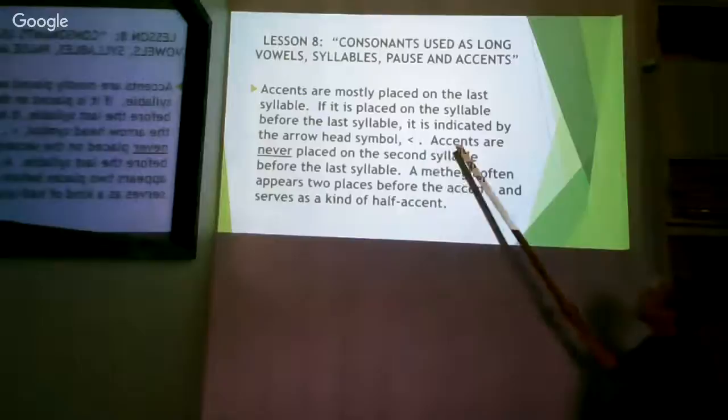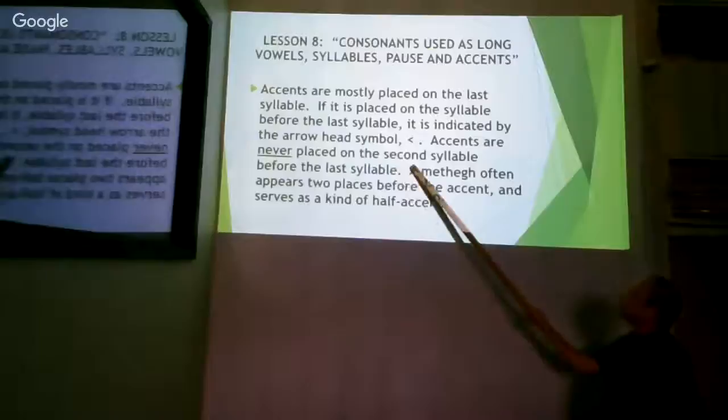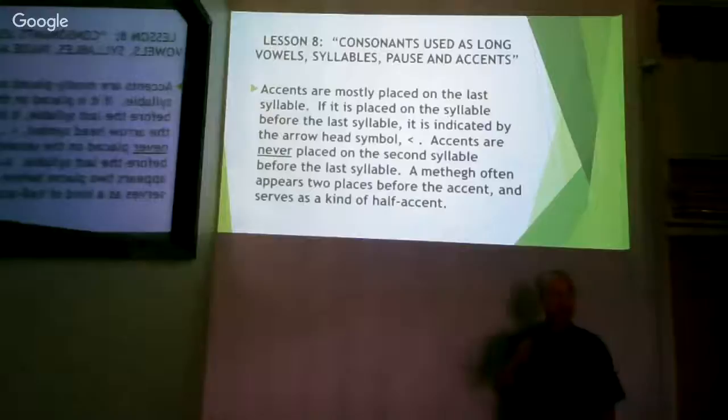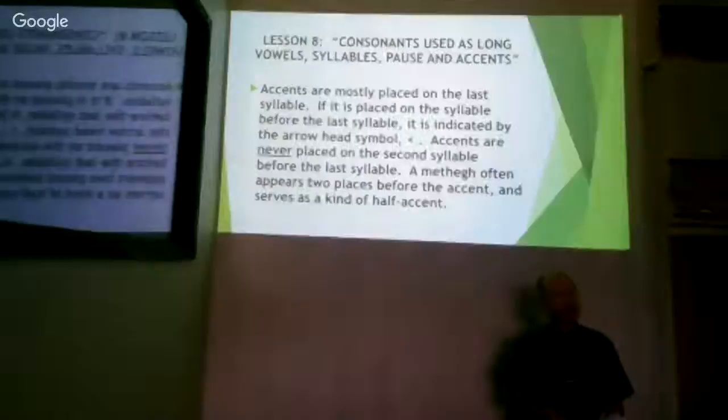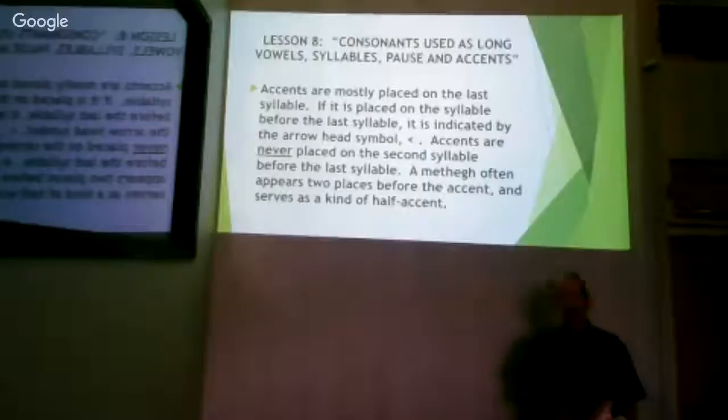Accents are never placed on the second syllable before the last syllable. So if a word has three syllables, you're not going to find any accent mark on the third syllable, which is the syllable away from the last syllable. Okay, so it's never placed on the second syllable before the last syllable. The only other place that it could go other than on the last syllable is the syllable right next door or right beside the last syllable, but not any earlier syllable than that.